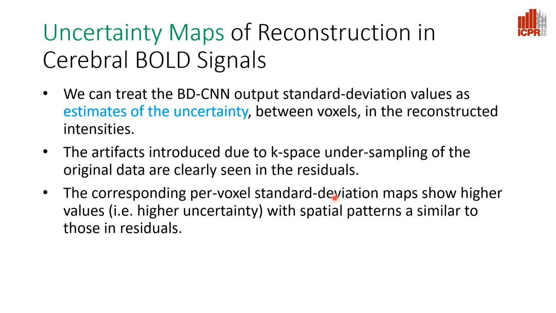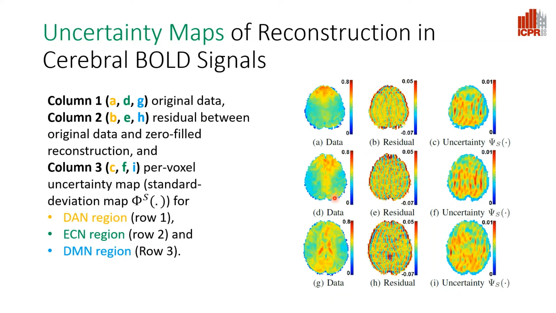In this visualization experiment, we treat the standard deviation estimate from the BDCNN as estimate of the uncertainty in the mean output. We also plot the artifacts introduced due to undersampling by taking the difference between original and zero-filled reconstruction. We observe that uncertainty map from BDCNN has similar patterns as the artifacts. The figures can be seen here.